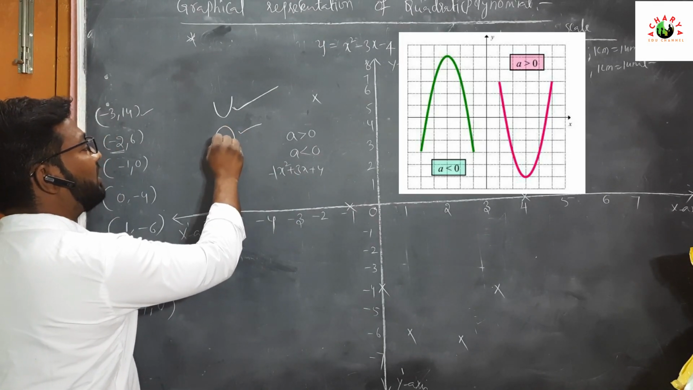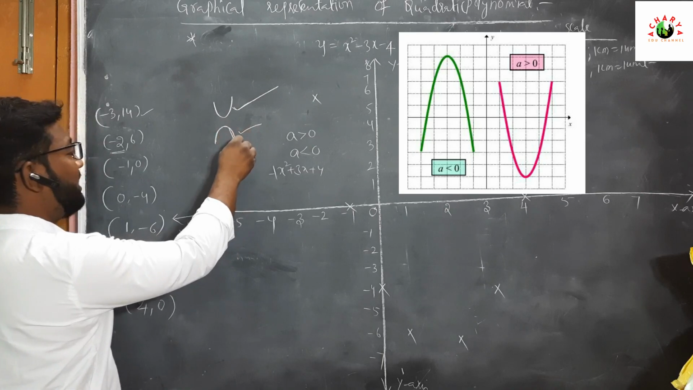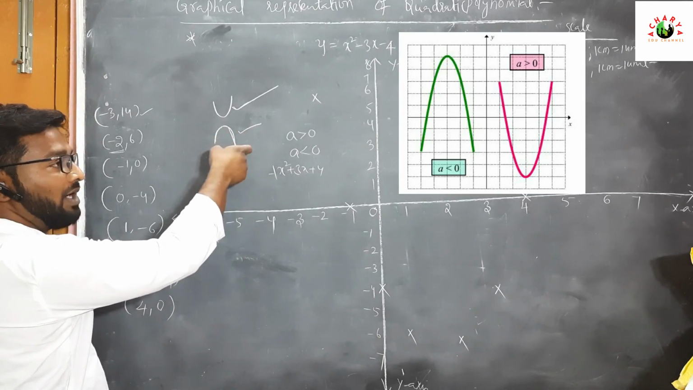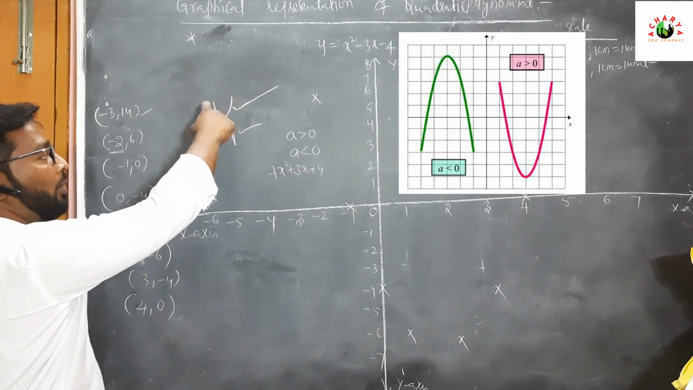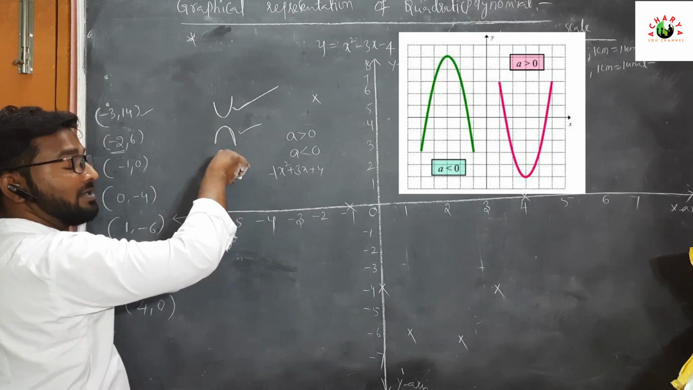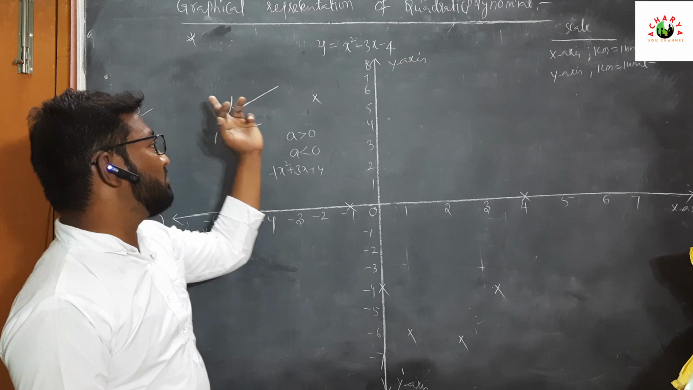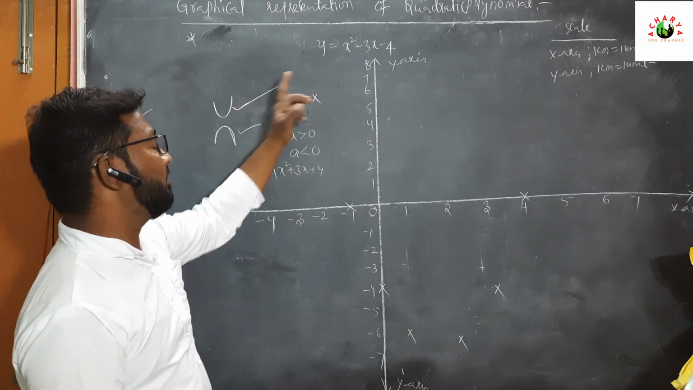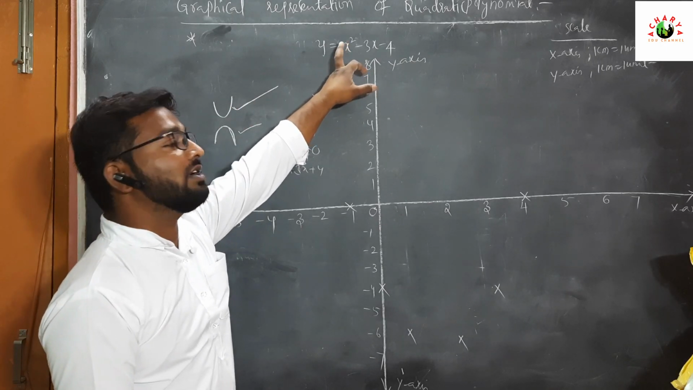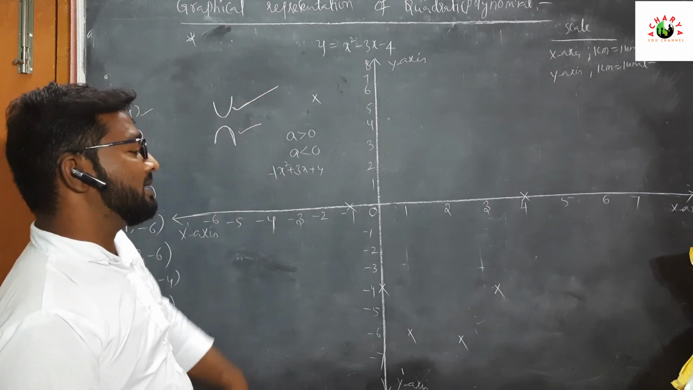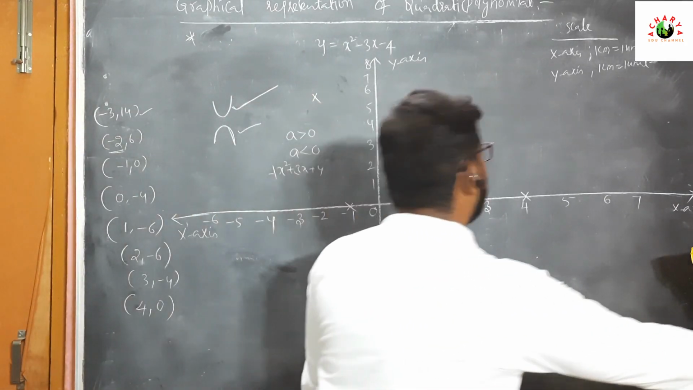The shape of the quadratic polynomial is then downwards. This is downwards, this is upwards. Upwards of parabola, this is downwards of parabola. So here, the parabola is upwards. Why? Because the coefficient of x square is positive.